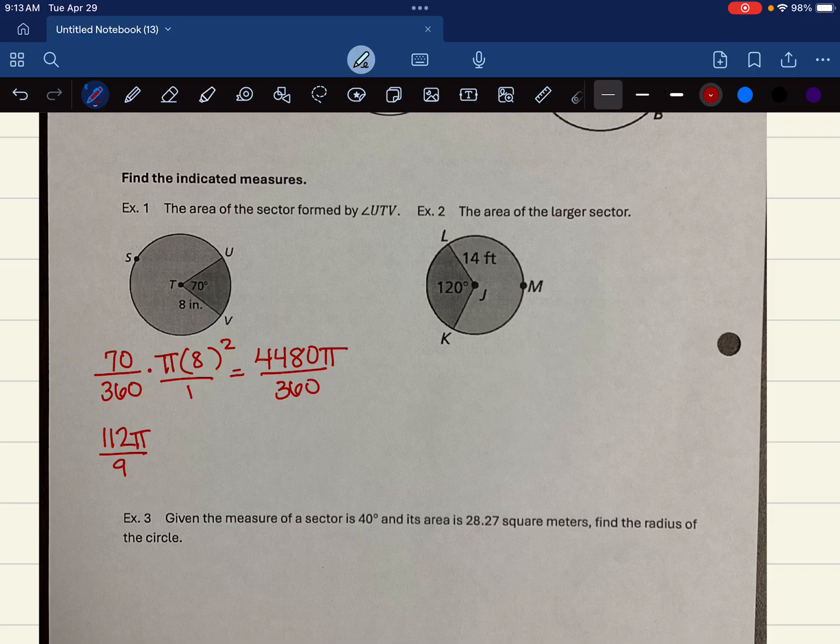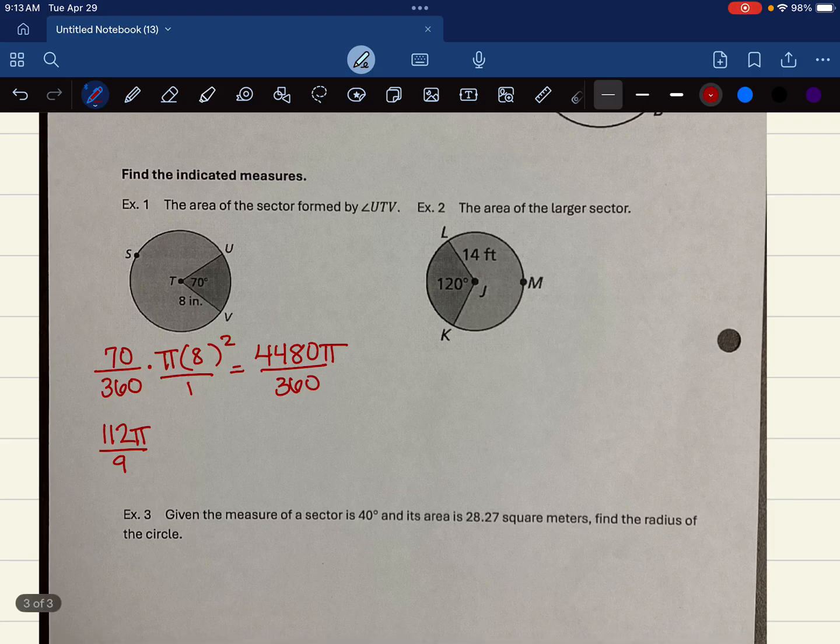So our exact answer is 112 pi over 9. How do I change that to a decimal answer? 112 pi, hit equals, divide by 9. 39.1. Okay. All right.